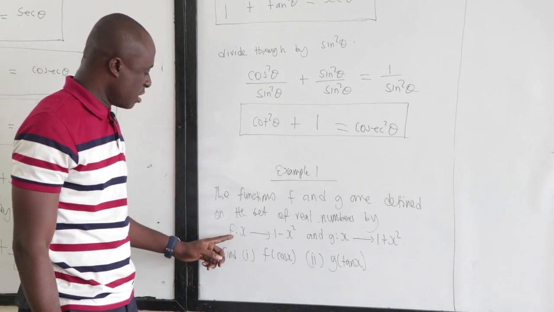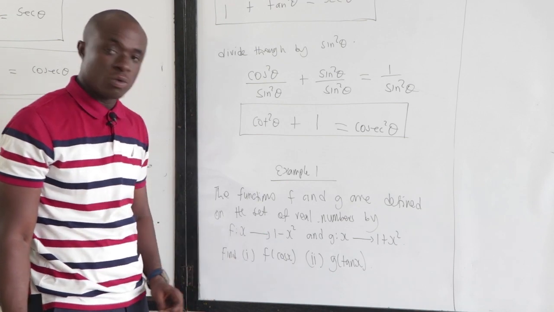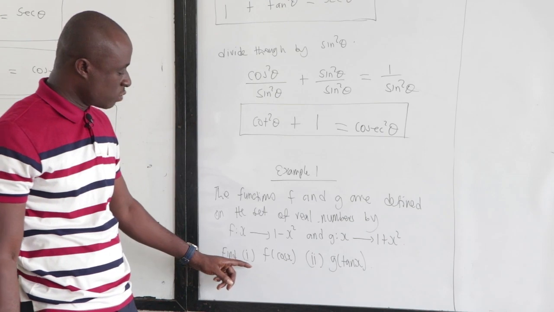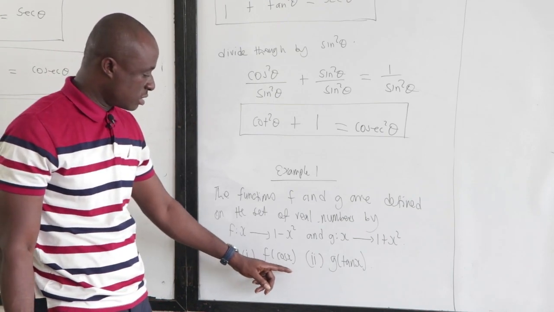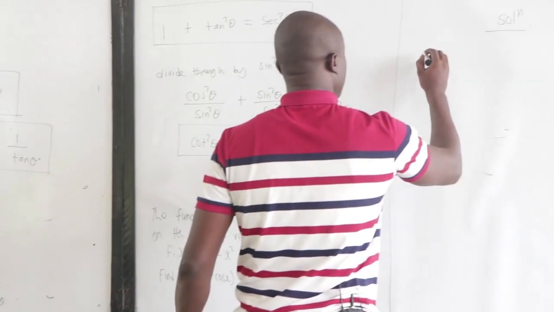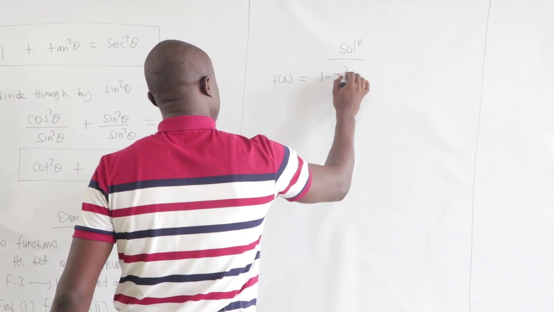numbers by f of x is 1 minus x squared, and then g of x is 1 plus x squared. You should find first f of cos x, and then g of tan x. Now what do we know? We know f of x is 1 minus x squared.